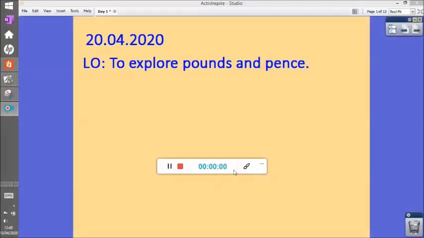Well done, guys. Hi class 4, I hope you all had a fabulous Easter and you're ready to get started on some new learning. So this week we are going to start our money topic, and we're going to start today by exploring pounds and pence.